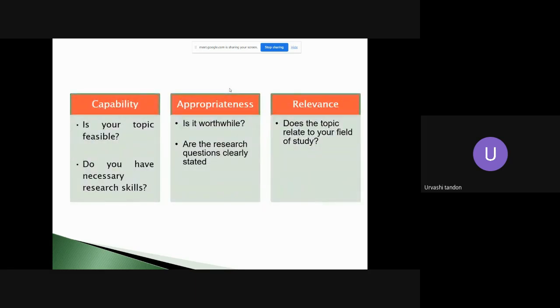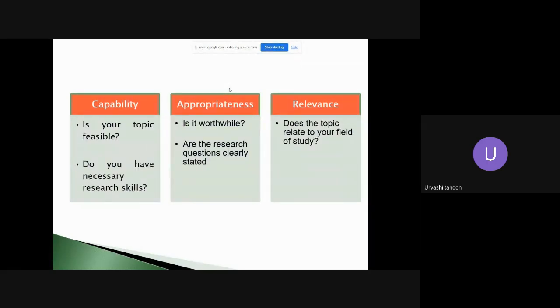So yes, now I'll speak something about the topic. First of all, whenever you select your topic, is your topic feasible? Is it a researchable topic, right? Is it appropriate? And again, related to this, are all your research questions stated clearly, and does the topic relate to your field of study? So whenever you select your topic, whenever you select your problem, look for these key things, whether you have the necessary skills to conduct a research on this topic.